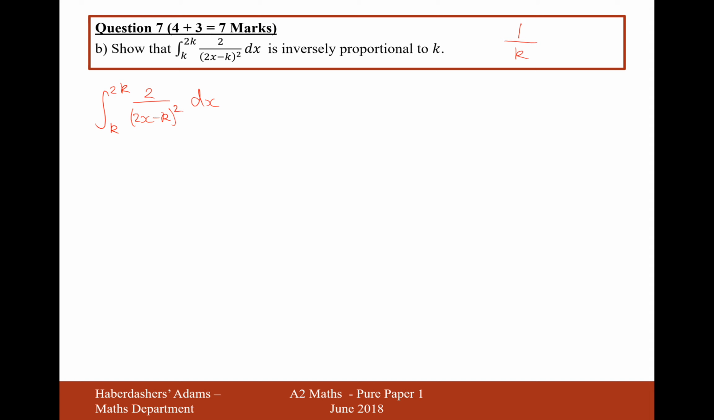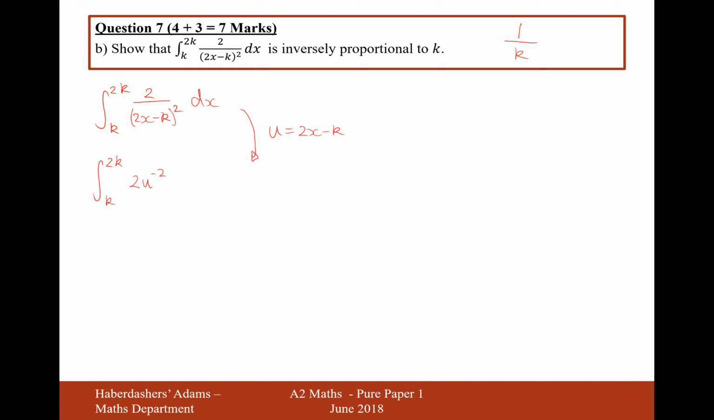Now what I'm going to do in this question here is I'm going to use integration by substitution. I'm going to set u equal to 2x minus k. Now it looks like we've got lots of letters here, but just remember the whole time k is just a number. So what's going to now appear in my integral? It's going to appear as the integral of 2u to the minus 2. That's what it will become if I put it into something that's integrable. u squared on the bottom will appear as u to the minus 2 as an index.